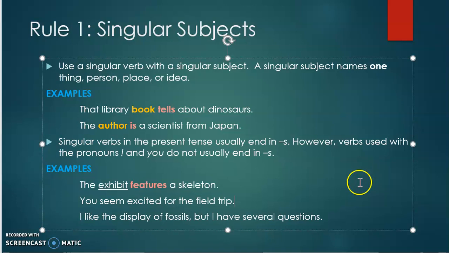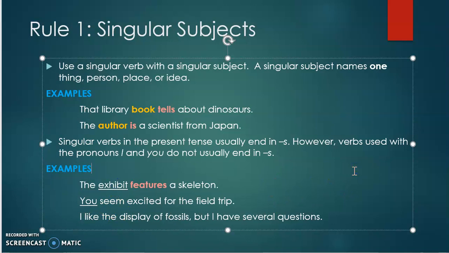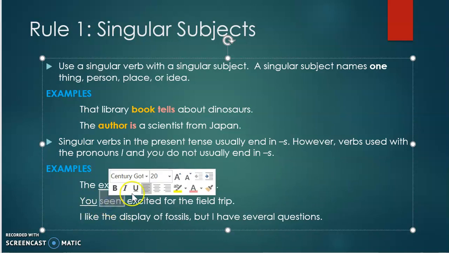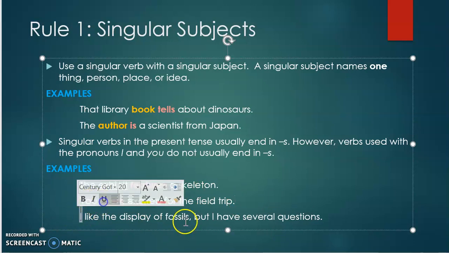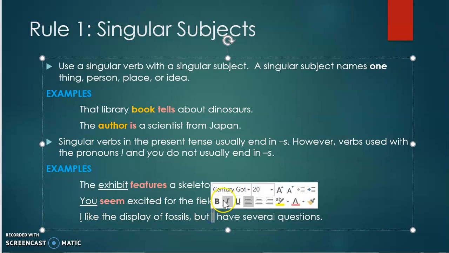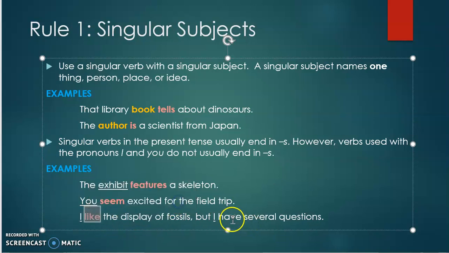You seem excited for the field trip. What's my subject? You. What are you doing? Seem. In this case, like I already said, with I and you, it doesn't have that S at the end. I like the display on fossils, but I have several questions. In this case, I, in both places, is my subject, like and have. Notice I'm using the pronoun I, and neither one of those has an S at the end.